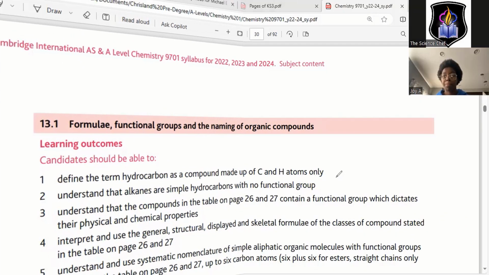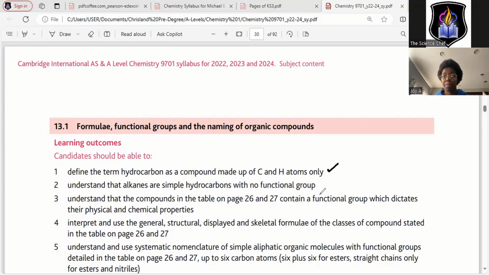All right. We know what a hydrocarbon is. We know that alkanes are just simple hydrocarbons with no functional group, right? Yes. We understand the compounds in black contain a functional group which dictates their physical and chemical properties, right? Yes. Based on those homologous series that are shown. Then, next it will be what? Formulae. Formulae of compounds.